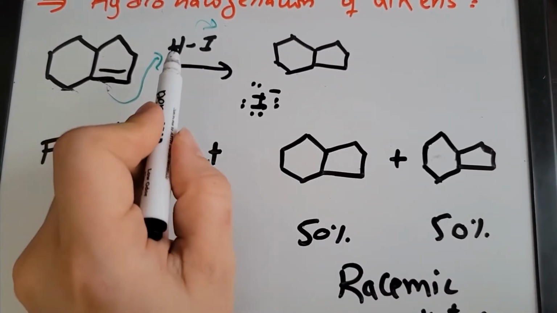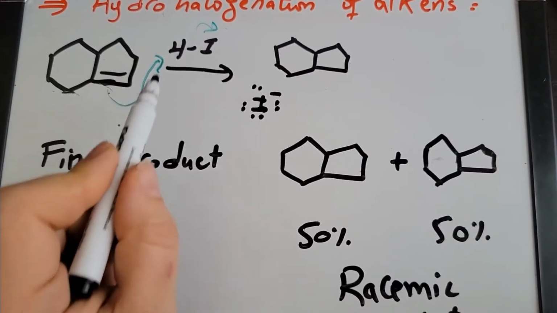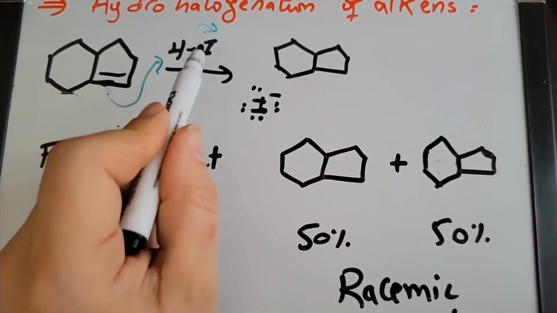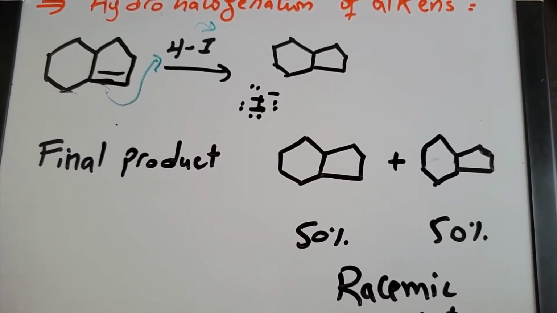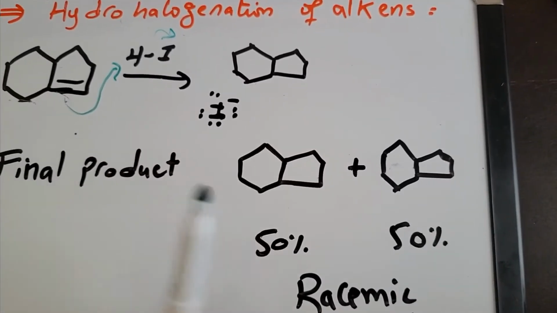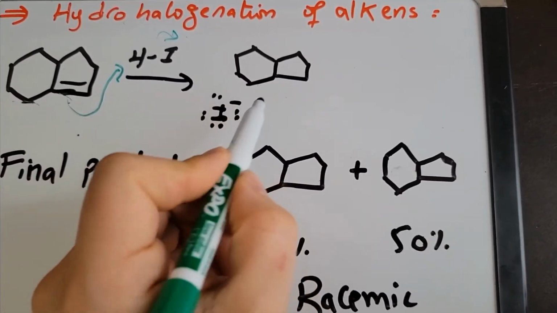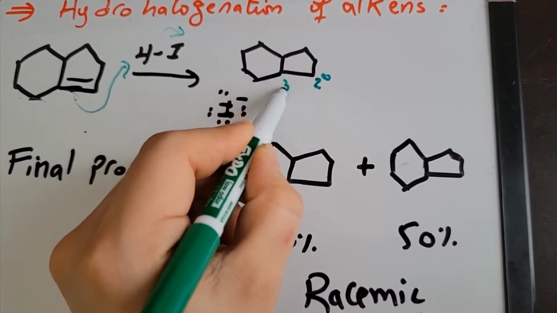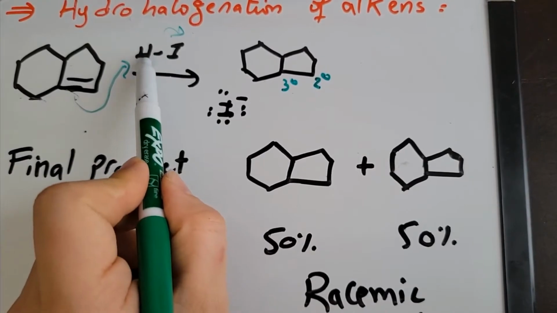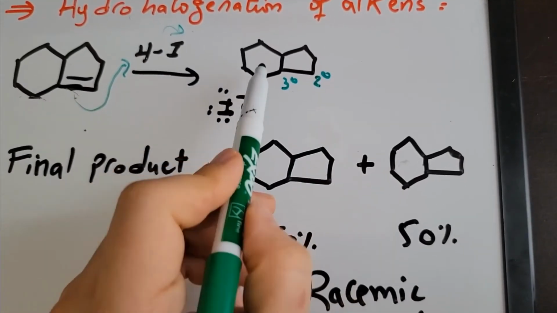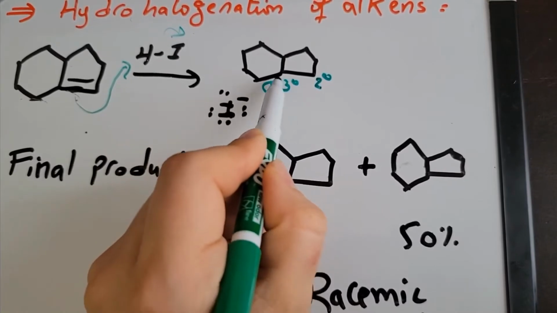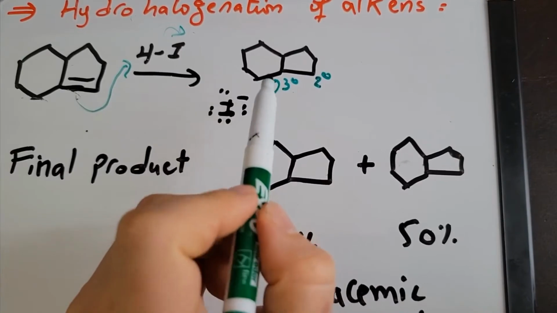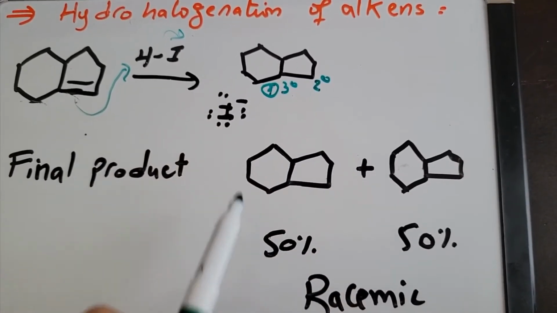Here we have two options, but according to Markovnikov's rule, the hydrogen atom goes into the less substituted carbon and the iodine goes into the most substituted carbon. In this case, across the double bond, we have a secondary carbon and a tertiary carbon. So the hydrogen atom will go into the secondary carbon and we will have a carbocation, which is the tertiary carbon. The carbocation is always formed in the most substituted carbon.